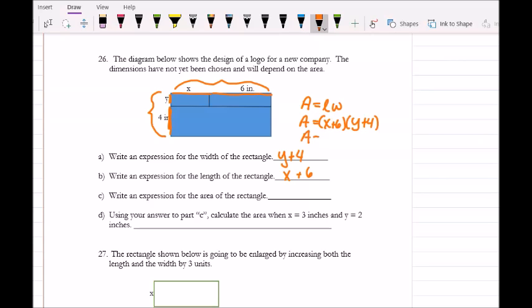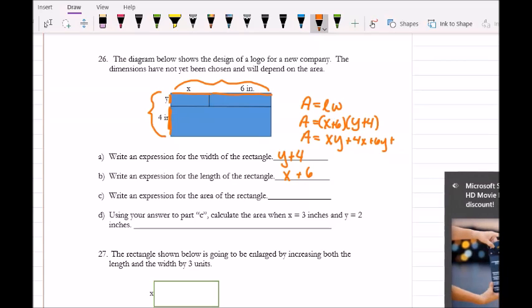Okay, so I'm going to do some FOIL here. First, x times y is xy. Outer would be 4x. Inner is 6y. And last, 6 times 4 is 24.